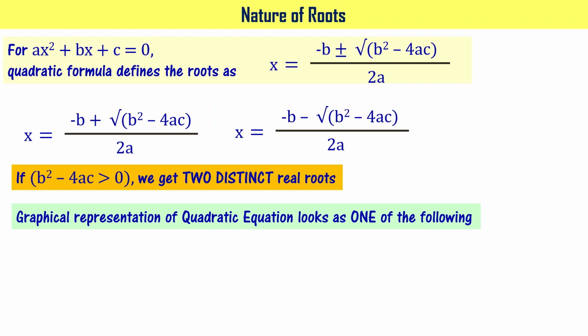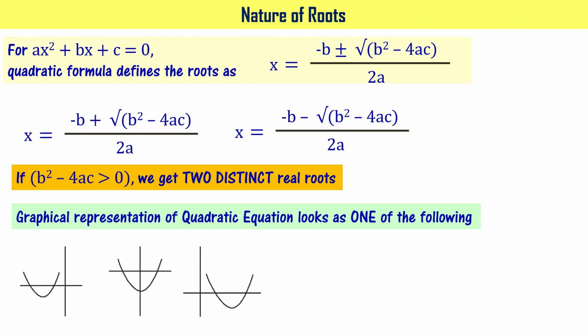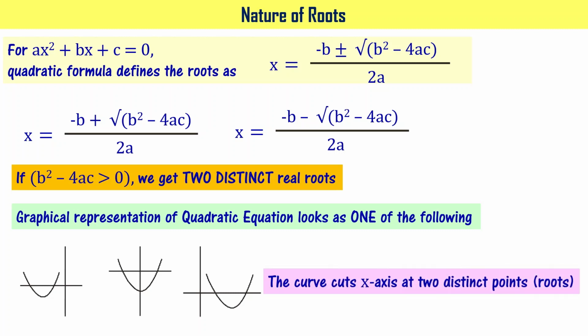And the graphical representation of quadratic equation looks as one of the following. The curve corresponding to the quadratic equation cuts through x-axis at two distinct points. Those two distinct points are called roots, right? So you remember that when b square minus 4ac is greater than 0, we get two distinct real roots or real numbers as roots for the given equation.